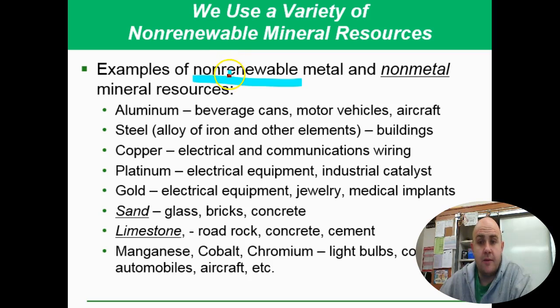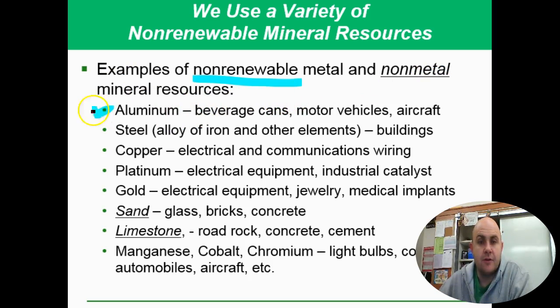Once we use them up, there's no more on the planet. They don't make new ones. A lot of them actually are only made in supernova explosions. They're not even made in our sun, for instance. And so there are non-renewable metals and non-metals. So they can be either one.